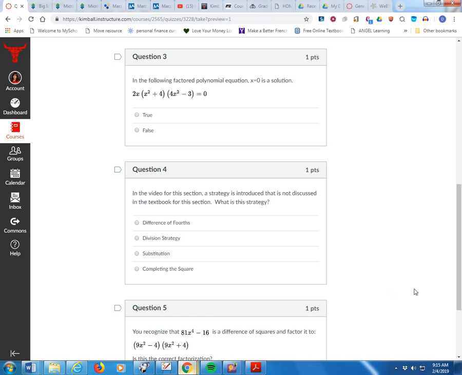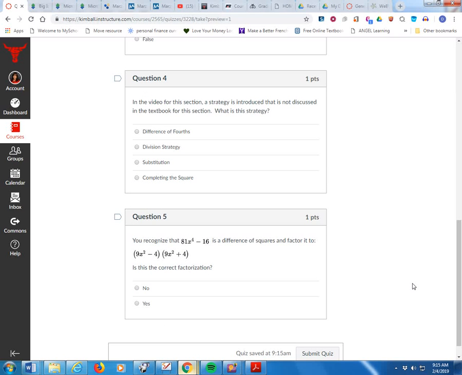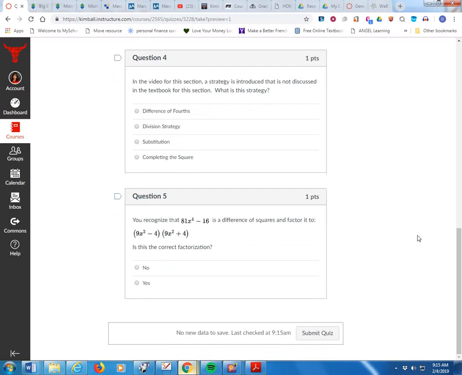In the video, a strategy is introduced that's not discussed in the textbook. What's the strategy? Substitution. You recognize that 81x to the 4th minus 16 is a difference of squares and factor it this far. Is this the correct factorization? No. Because this is a difference of 2 squares, it can be factored further: 3x plus 2, 3x minus 2, then times 9x squared plus 4. You always have to factor it to the possible least amount before it's done.